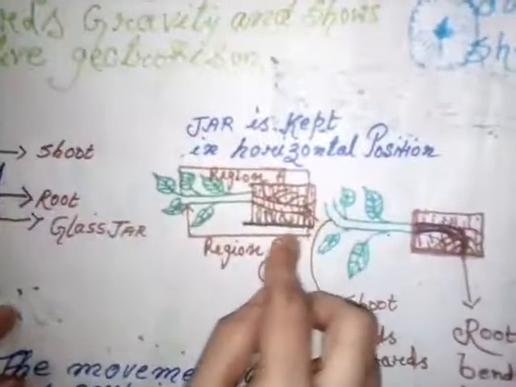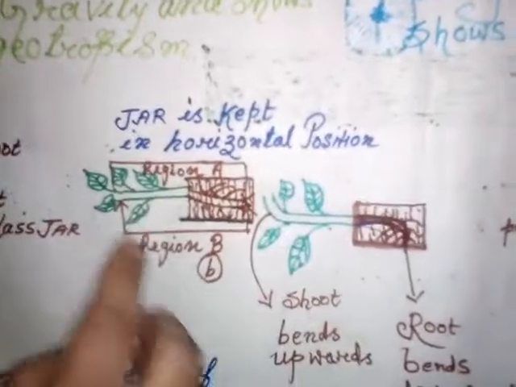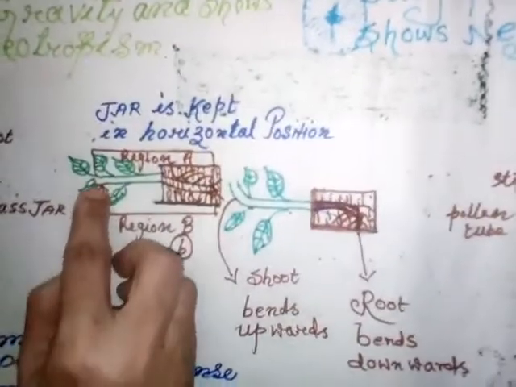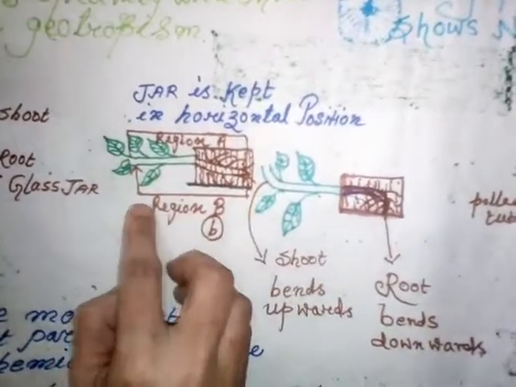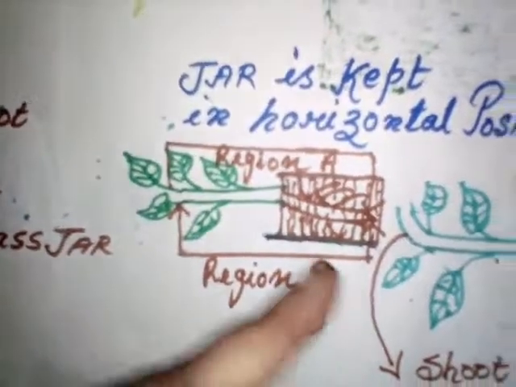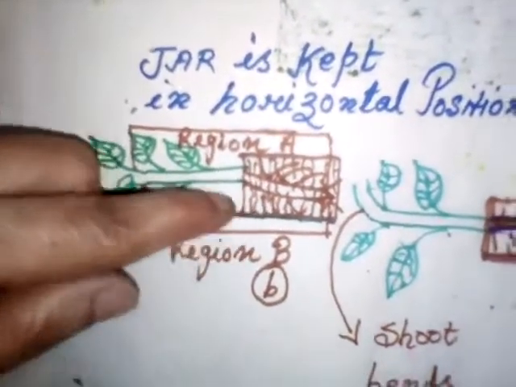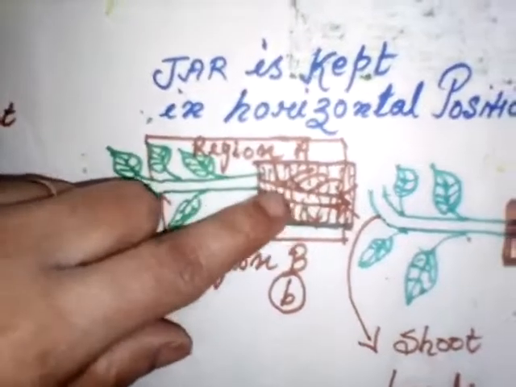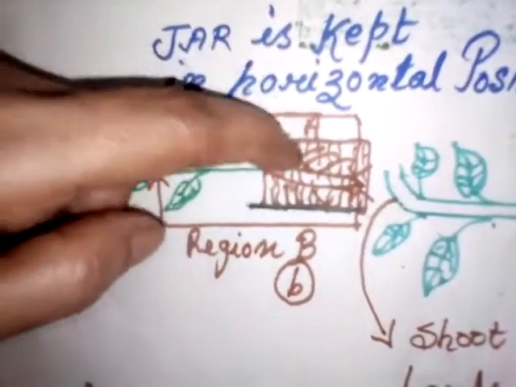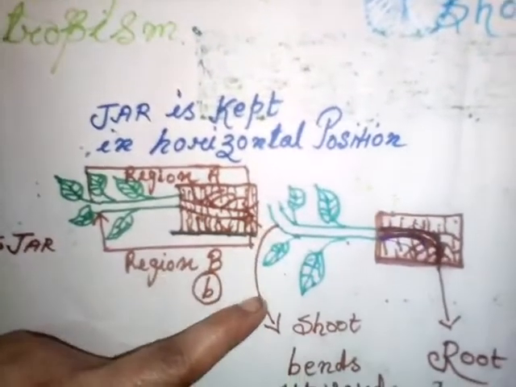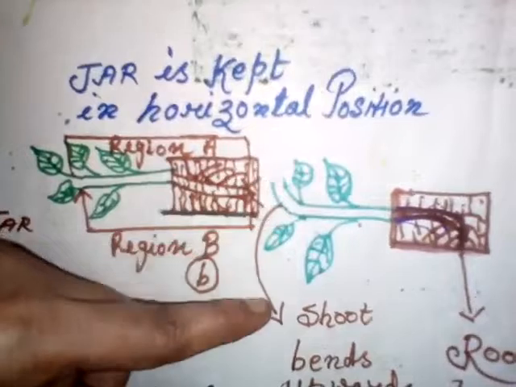When I am keeping the jar in horizontal position, then what is happening? Oxygen is accumulating in the bottom part. I have represented here the bottom part as region B and the just opposite part as region A. Now in case of root, accumulation of more oxygen in region B will cause less growth in region B as compared to region A. This will cause the root of the plant to move downward to show positive geotropism.